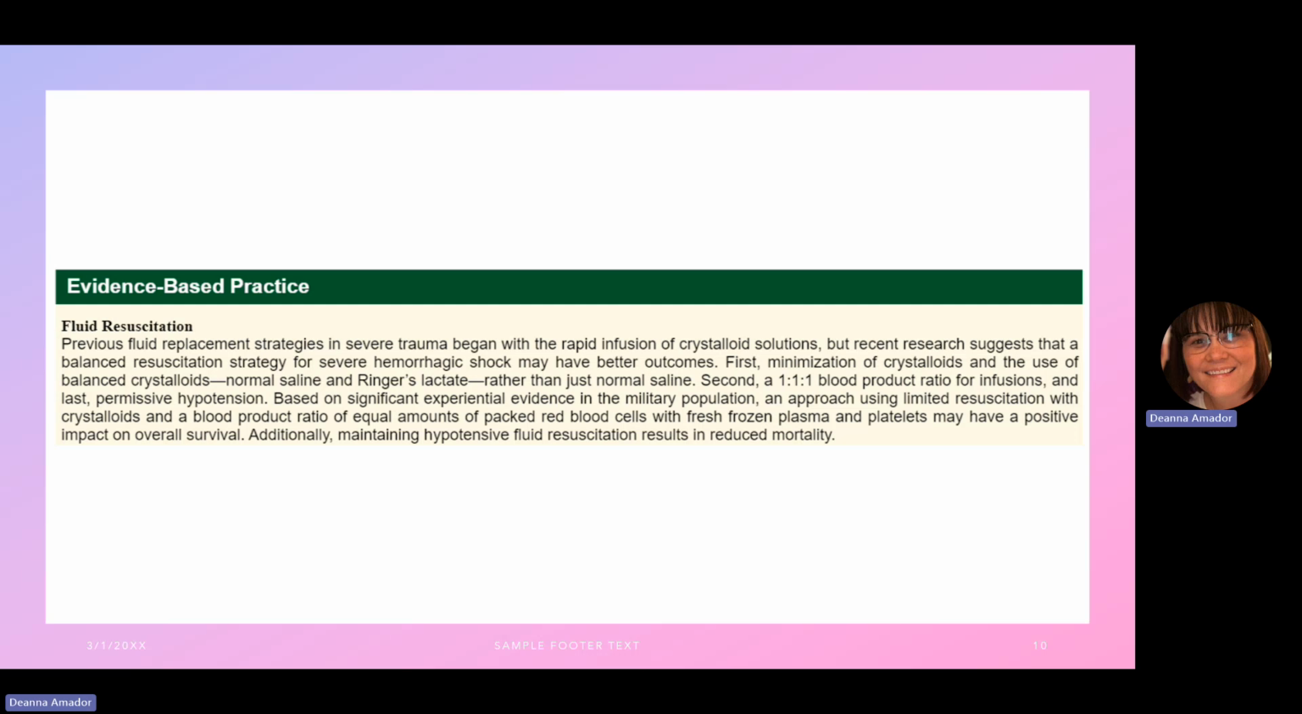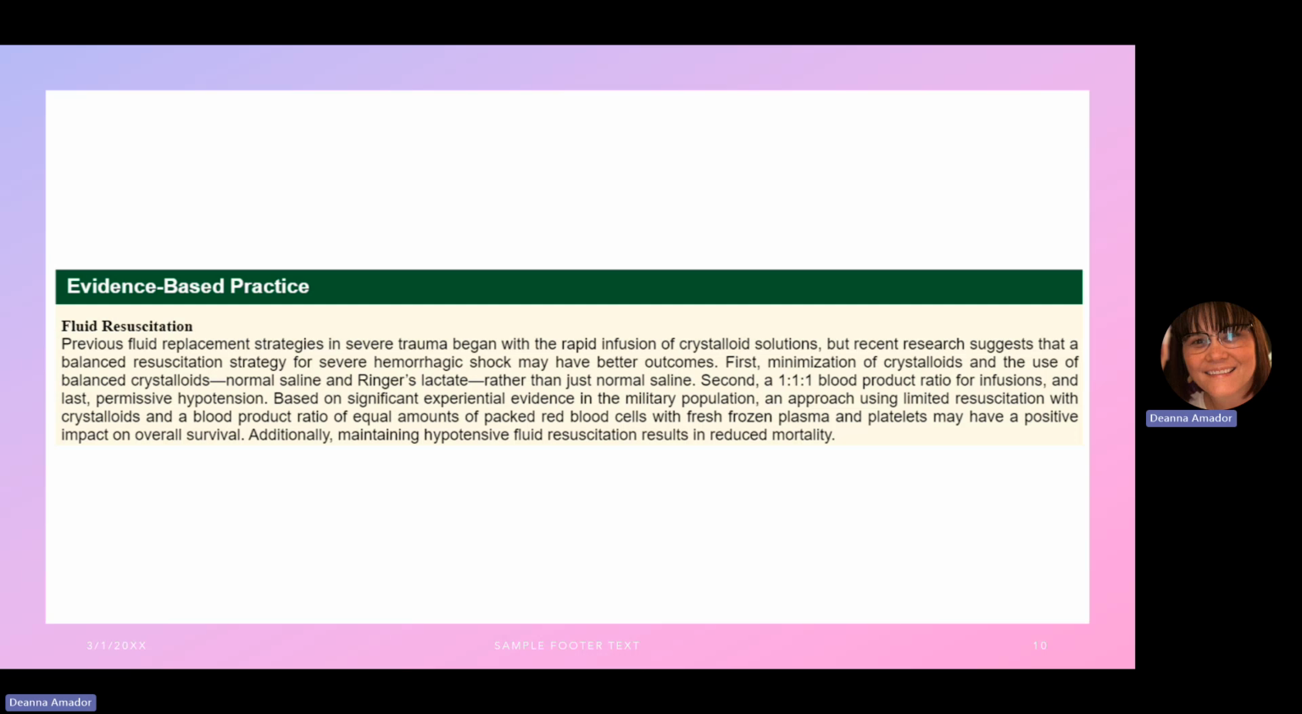improved outcomes have been seen by using this one-to-one-to-one method. So it says first, minimization of crystalloids, and they use to minimize that, then the use of crystalloids like lactated ringers or normal saline, that instead will be using one-to-one-to-one, so one blood product ratio, like packed cells to one FFP to one platelets.